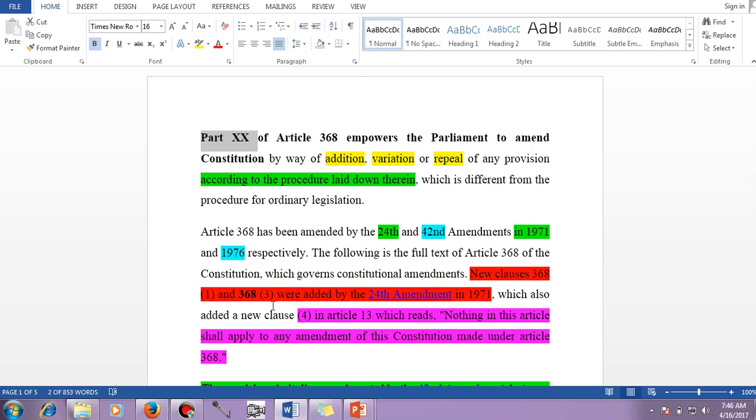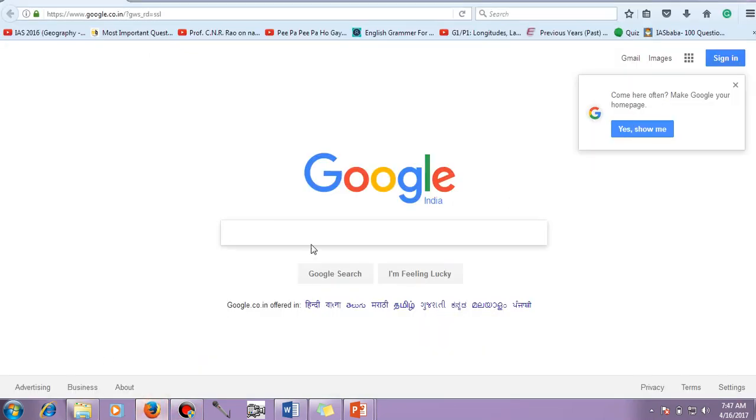And one more thing has been added in Article 13, which reads: nothing in this article shall apply to any amendment of this constitution made under Article 368. That means Article 13 cannot be amended. Now if anybody asks what is there in Article 13 of the Indian Constitution, Article 13 says: laws inconsistent with or in derogation of the fundamental rights. There are four clauses of Article 13.